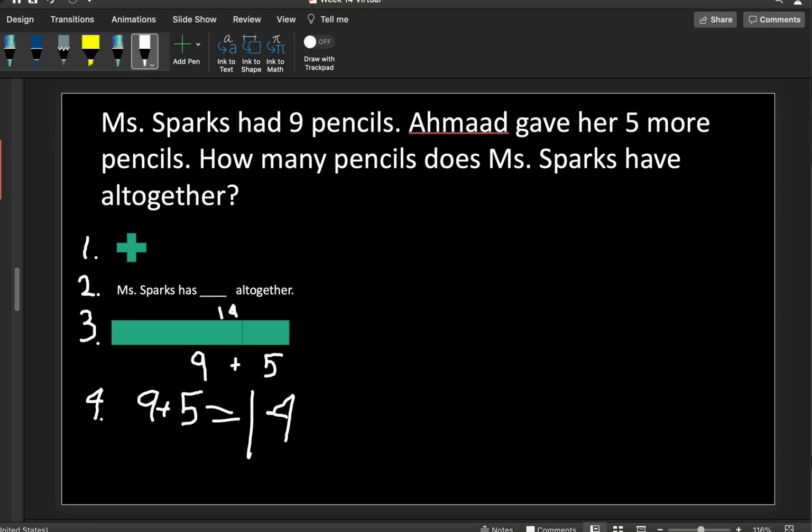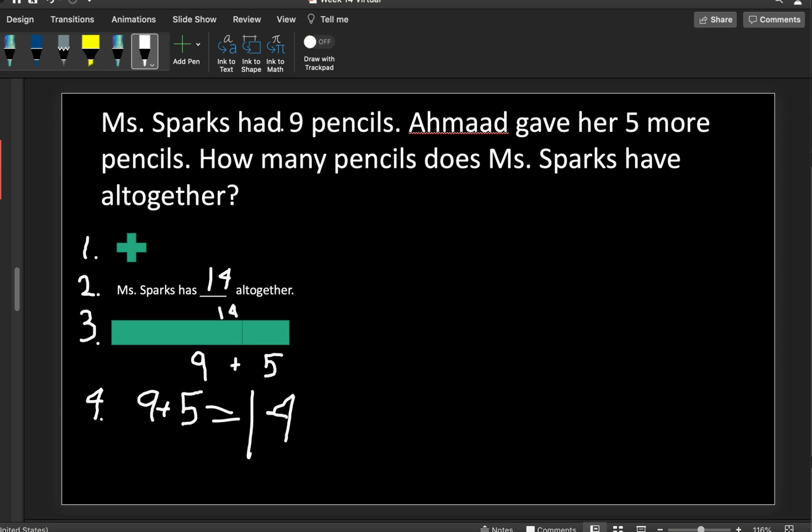All right, now we got to go back into our sentence stem and we have to solve our problem. So Miss Sparks, we solved our problem here. We're putting that number up here: 14 all together. Whew, that's a lot of steps for solving one problem, but guess what? It organizes our thoughts. So those are our 4 steps all together.